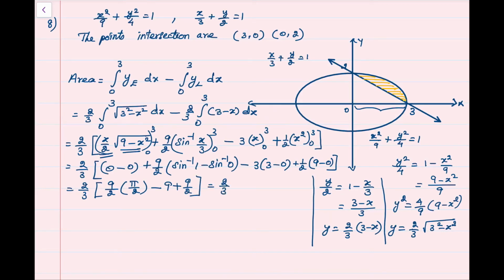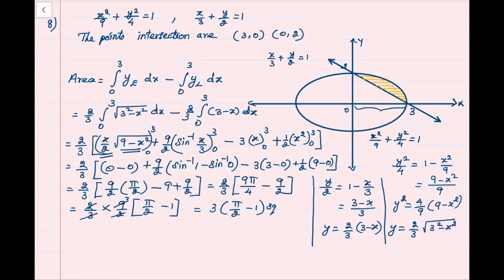2 by 3 times 9 pi divided by 4 minus 9 by 2. 9 divided by 2 is common. We get pi by 2 minus 1. Therefore, the answer is 3 times pi by 2 minus 1 square units.